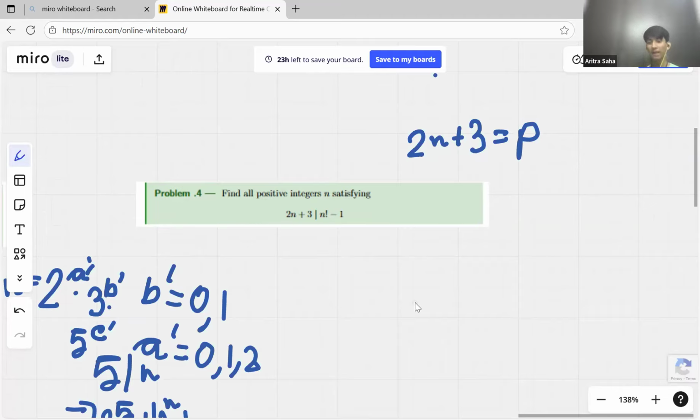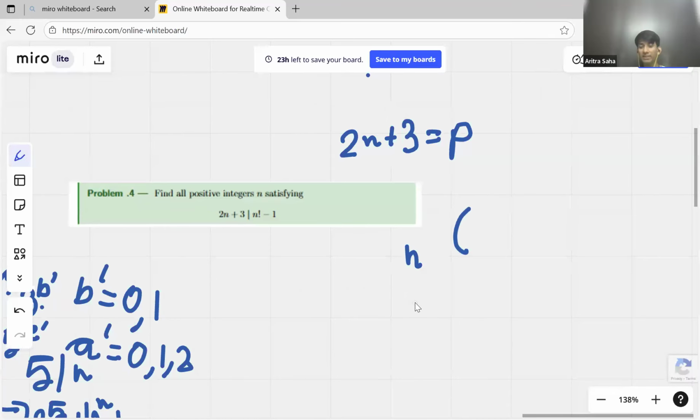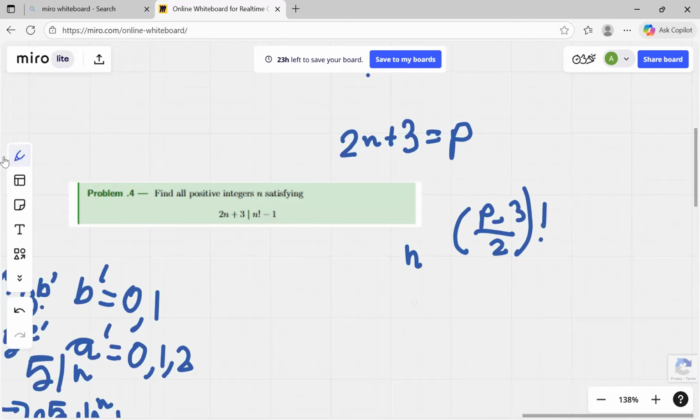So divisibility with prime is good, right? Because you can use a lot of things in primes. So how can you use that? We can rewrite, right? n is equal to (p minus 3) divided by 2. So you have ((p minus 3) by 2) factorial is congruent to 1. Is it a nice number? Should we rewrite in p terms?